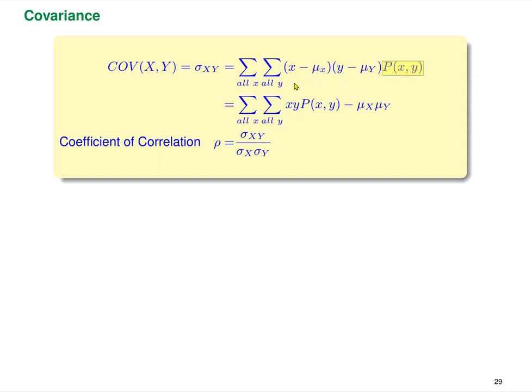It can be simplified to first compute the weighted average of the product of x and y, and then minus the product of their individual means. The correlation coefficient is defined in the same way as before, namely the covariance between x and y divided by the product of their individual standard deviations. Now, let's compute the covariance and correlation in the previous example.